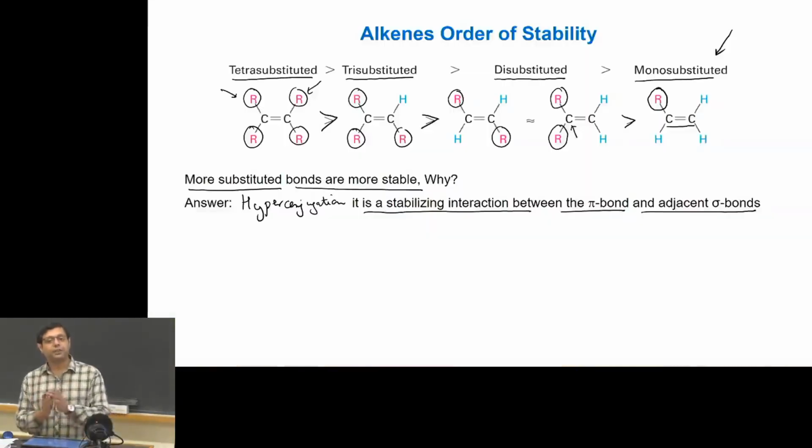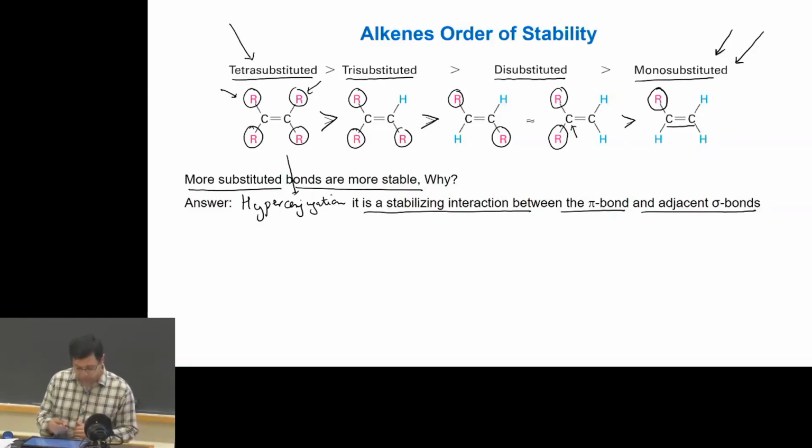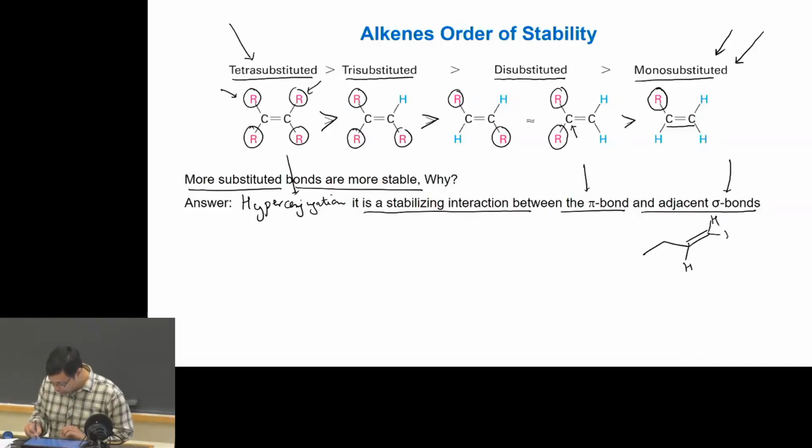So the key points from this slide are that more substituted alkenes are more stable than less substituted alkenes. And the reason for that is hyperconjugation, which is a stabilizing interaction between the pi bond and the adjacent sigma bonds. Now if you go back to the example of molecule A versus B and C, molecule A was a terminal alkene. It was mono-substituted. Molecules B and C were di-substituted.